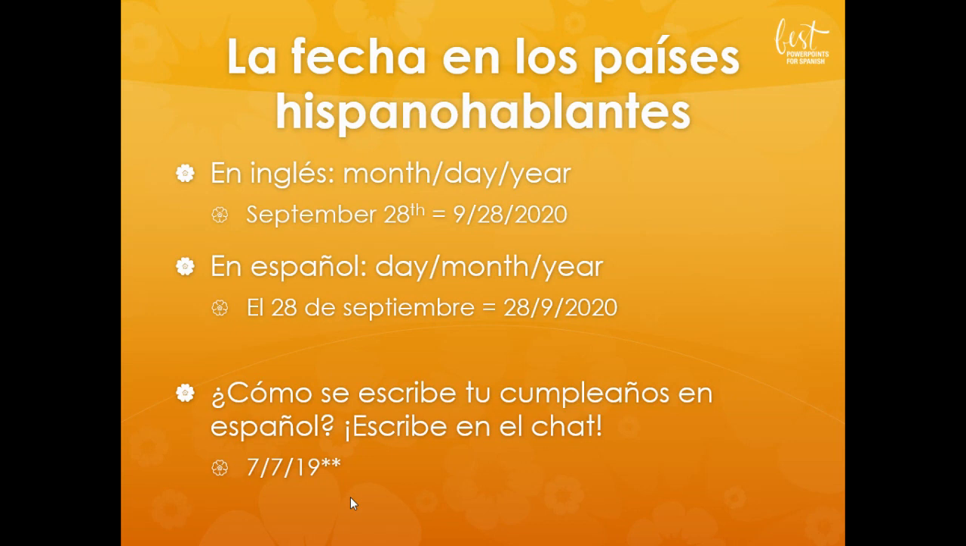But for example, my sister's birthday, el cumpleaños de mi hermana, es el 8 de marzo. So el 8 de marzo, March 8th, would be written 8/3 and not 3/8, because 3/8 would be el 3 de agosto. Okay, so I hope this makes sense.